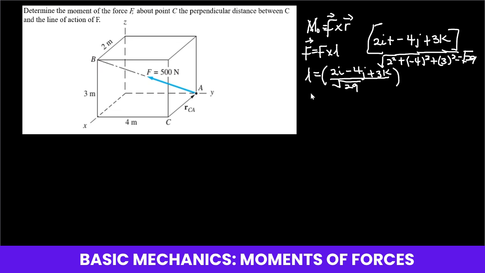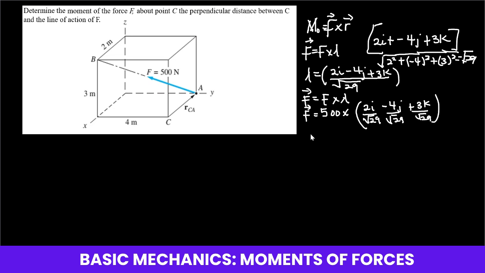Now, since we are done with it, we can see that our force vector here is equal to the force multiplied by the lambda. So what's our force here? It's 500 Newton, multiplied by the whole of the lambda here. So we have our 2i on square root of 29, minus our 4j on square root of 29, because this is divided by all of these. Then lastly we have 3k on square root of 29 here.